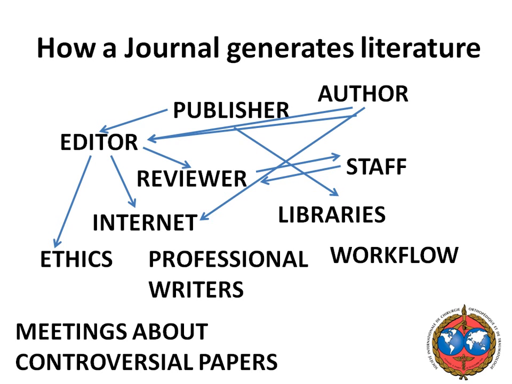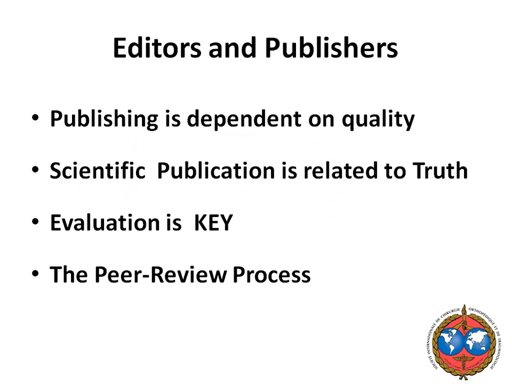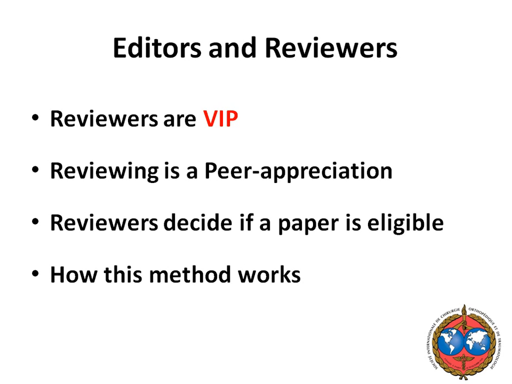So controversial issues are to be related with some meetings from time to time, and that is what major journals do. So the editors and the publishers are dealing with receiving literature. Publishing is a matter of quality and of volume also. But the scientific publication is related to truth. Evaluation, though, becomes a key, and the most important part is the peer review process.